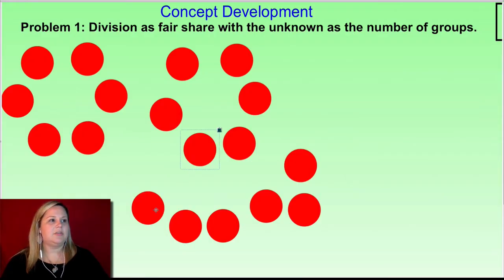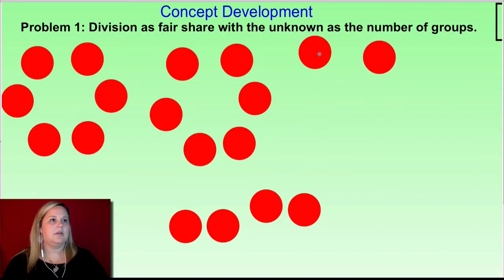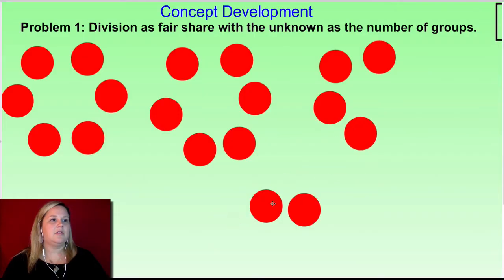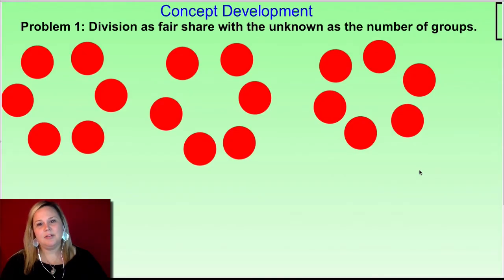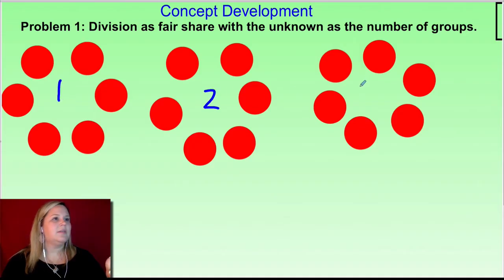All right, let's jump in and see what the rest of these look like. 3, 4, 5, 6. Okay, so each one of my tables has 6. So when I look at this, can I figure out now how many tables I need? Yeah, absolutely. I need, ready? 1 table, 2 tables, 3 tables. I need 3 tables.